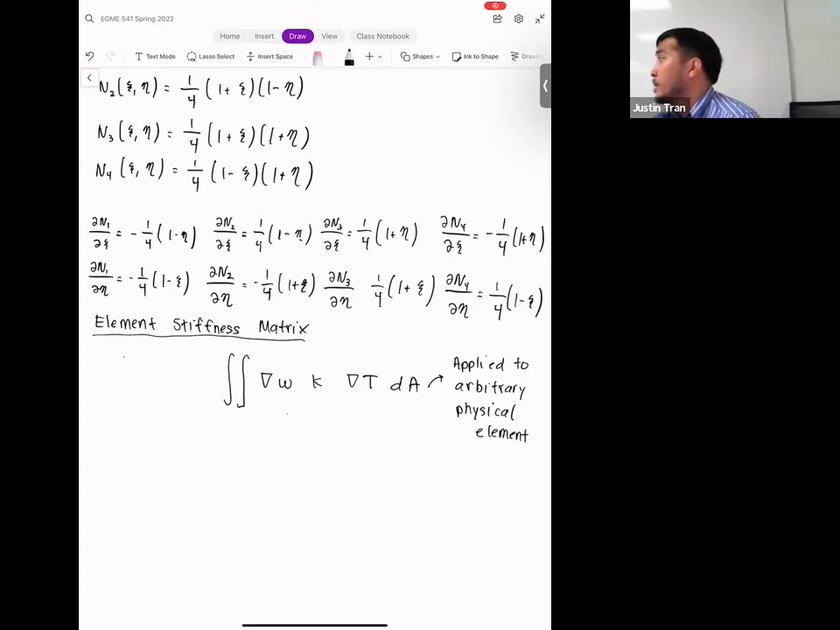Okay. And so in order to evaluate this, we could try to integrate this in a physical space. I'm not saying that's impossible. It's just really inconvenient at times. And so the way this is typically done, just like we always do with our integrals, is that we perform a change of coordinates into our parent coordinates.